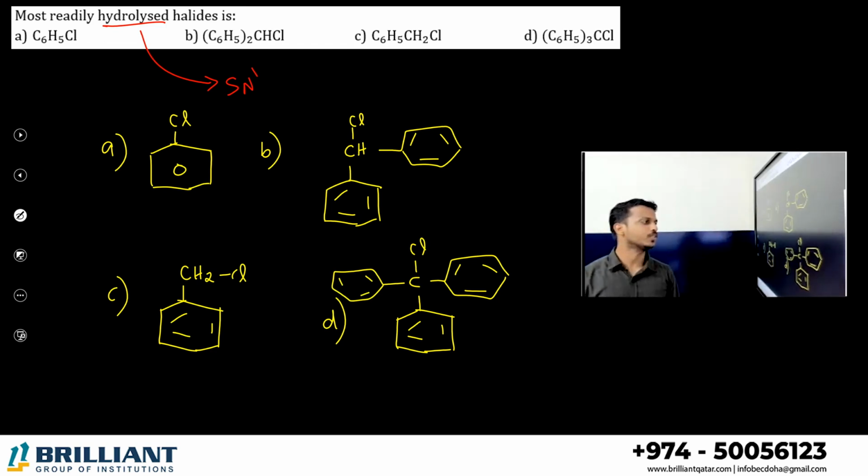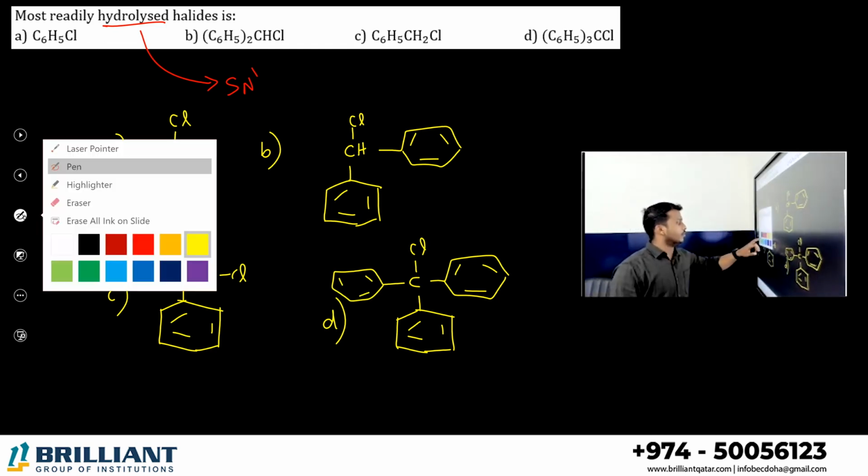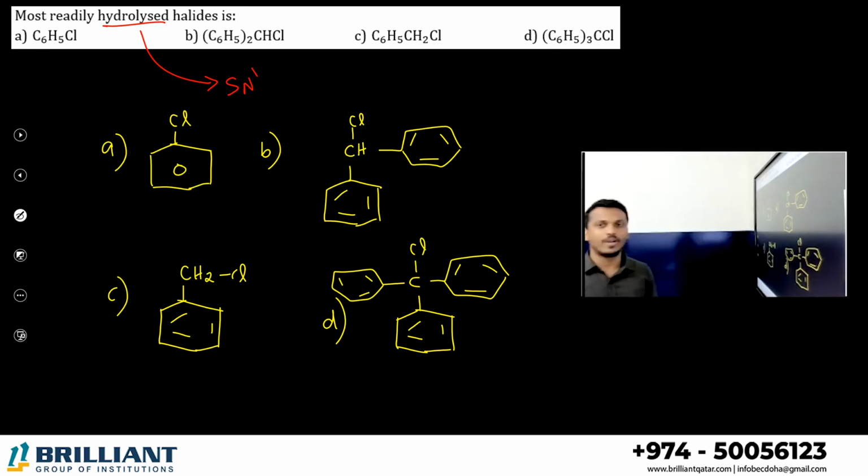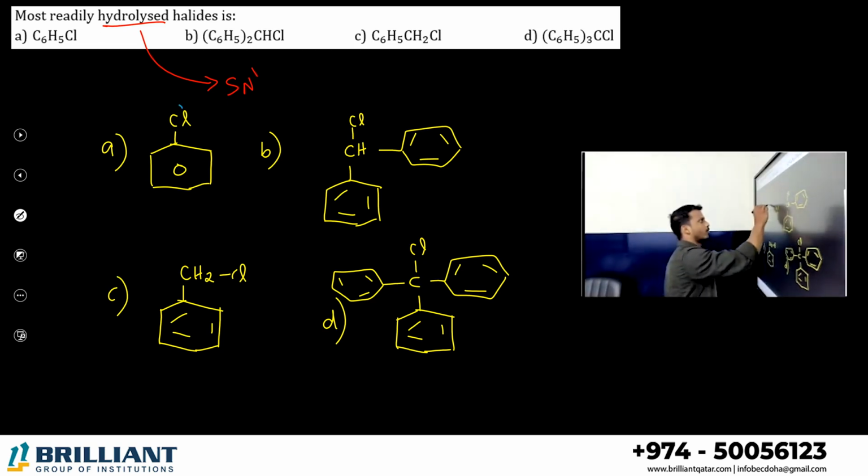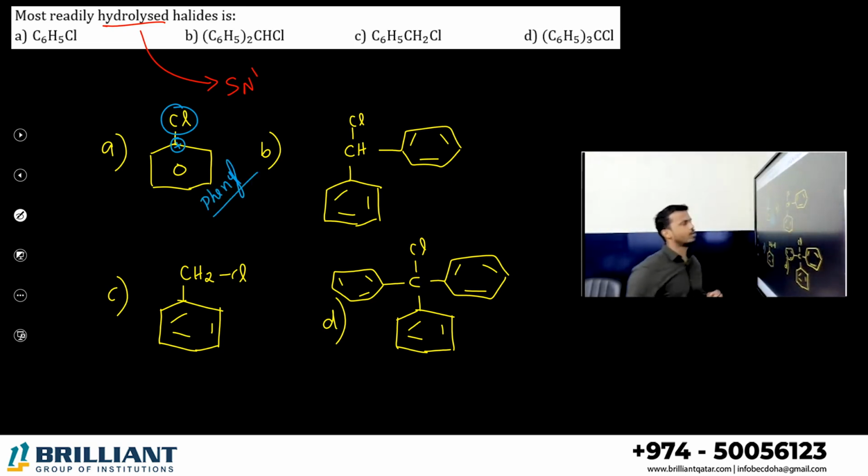So dear all, which compound can undergo SN1 reaction faster? You have to remove the halogen, right? Chlorine you have to eliminate. This is the carbocation. What carbocation is this? This is phenyl carbocation, right? Benzene with a positive charge, phenyl carbocation. It's the least stable, okay? So it won't undergo reaction.